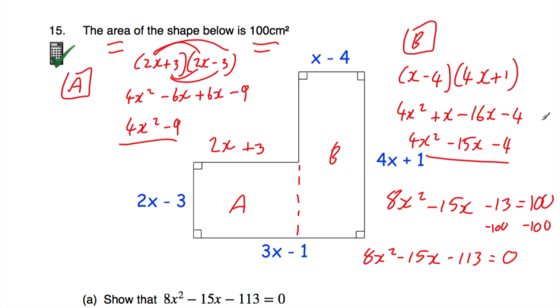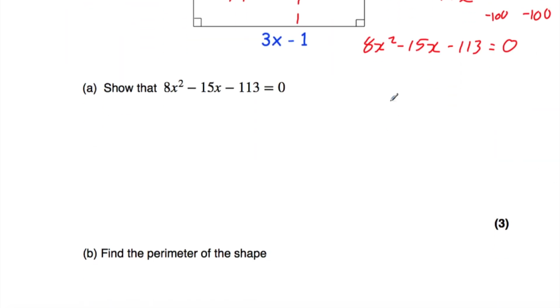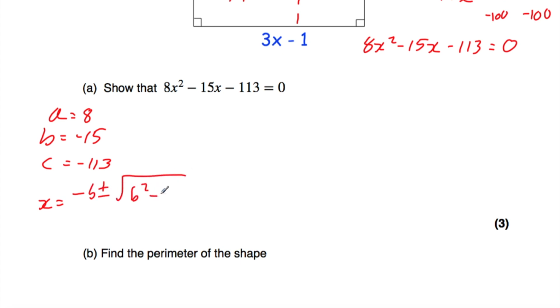And to find x, we need to solve this equation. So let's solve the equation to begin with. I'm going to solve it here. Normally, I probably would have solved it down here if I had done part A in the right place. But let's solve this equation. So a is equal to 8, b is equal to minus 15, and c is equal to minus 113. And we want to substitute those into the quadratic formula, which is x is equal to minus b plus or minus the square root of b squared minus 4ac all divided by 2a.